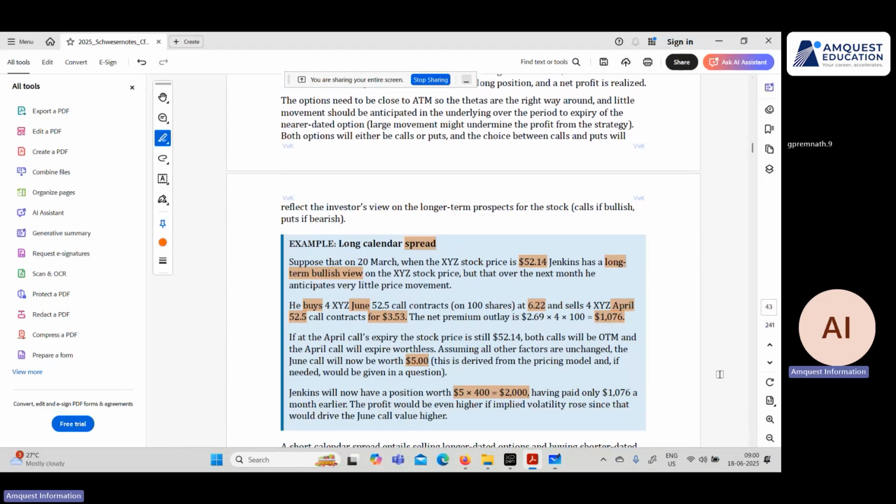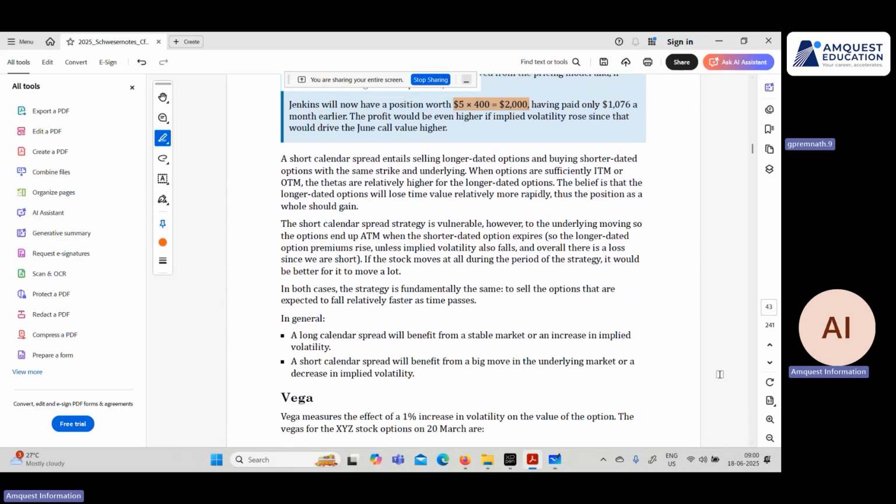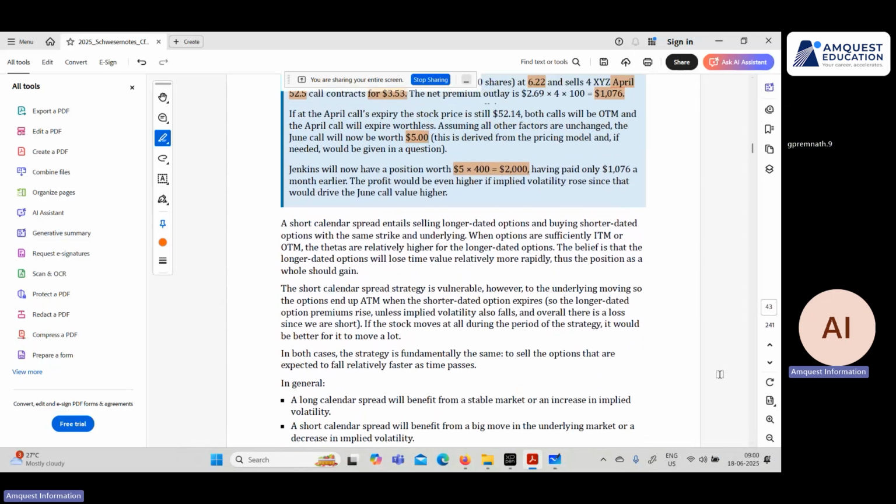Makes sense. Okay, perfect. One more thing I want to reiterate before we wrap up is the last 2 bullet points. Look at this one. A long calendar spread will benefit from a stable market or an increase in the implied volatility. How did we earn from a stable market? We saw that in April, the movement was very less. So that's how we sell the option and we earn the money.